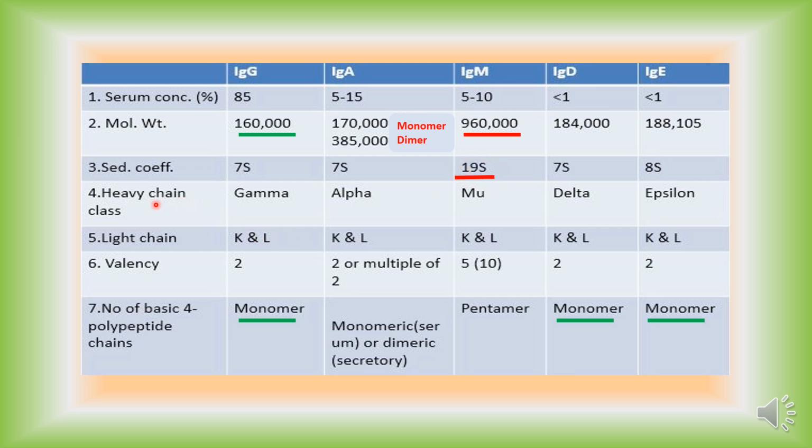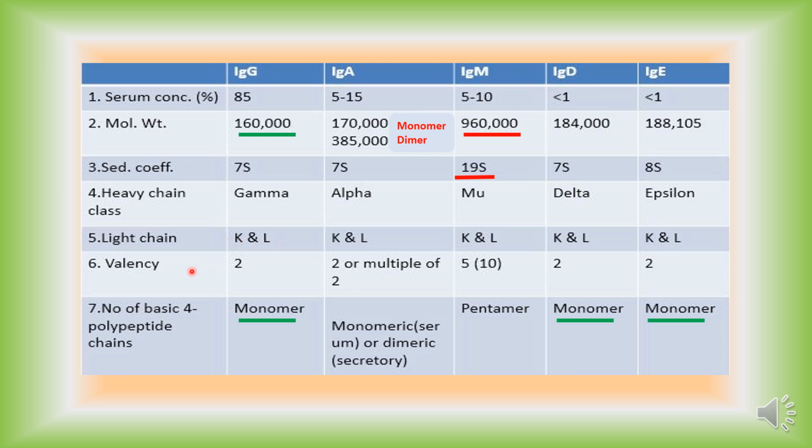The heavy chain class present in immunoglobulins are shown here. Immunoglobulin G has gamma heavy chain, immunoglobulin A has alpha heavy chain, immunoglobulin M has mu heavy chain, immunoglobulin D has delta, and immunoglobulin E has epsilon heavy chain. The light chains are either kappa type or lambda type in each immunoglobulin.